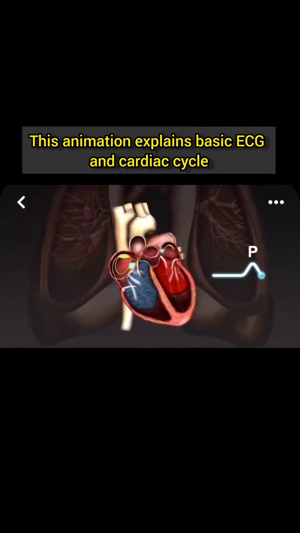The impulse then travels through the atrioventricular node, producing a flat section on the ECG, known as the PR segment. The PR segment is flat because no current is flowing through the cardiac muscle cells.